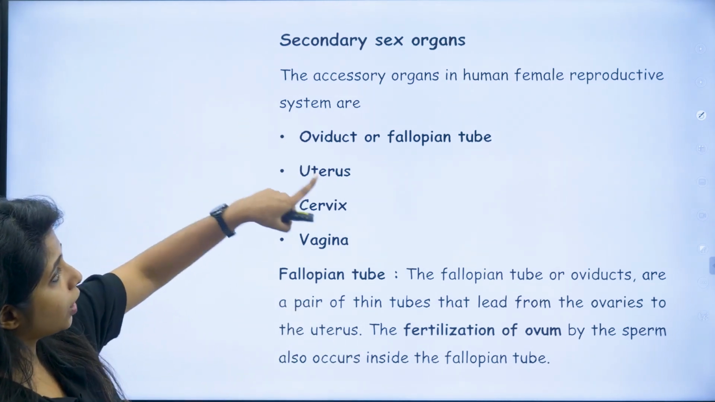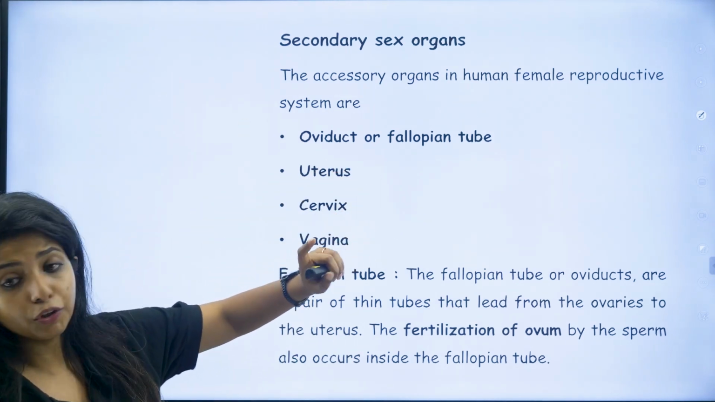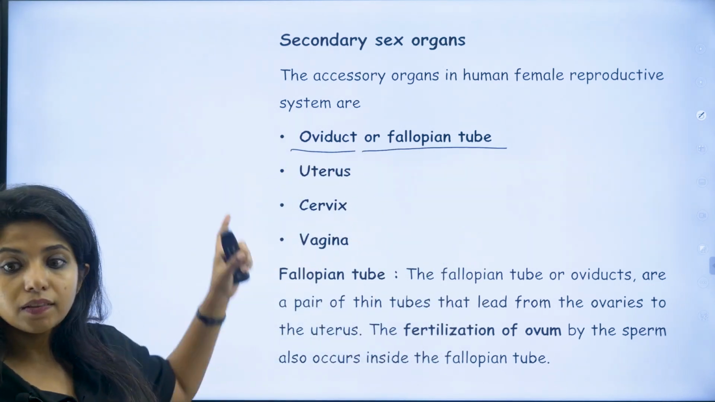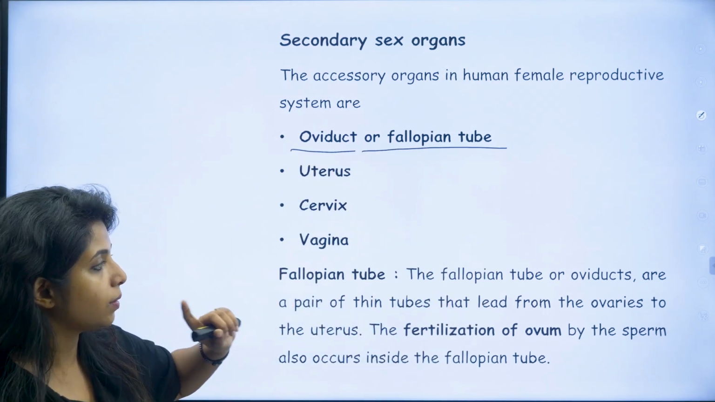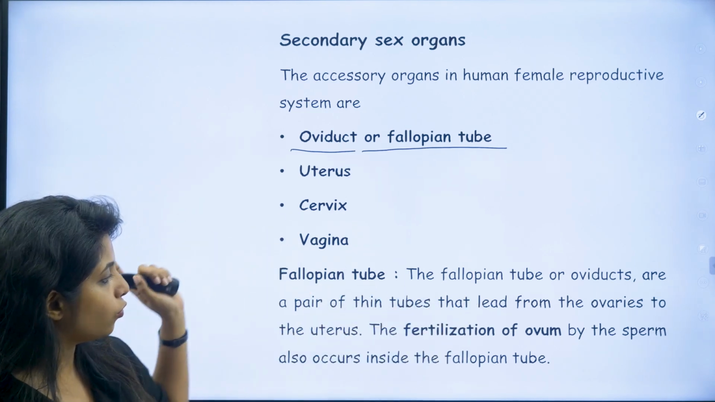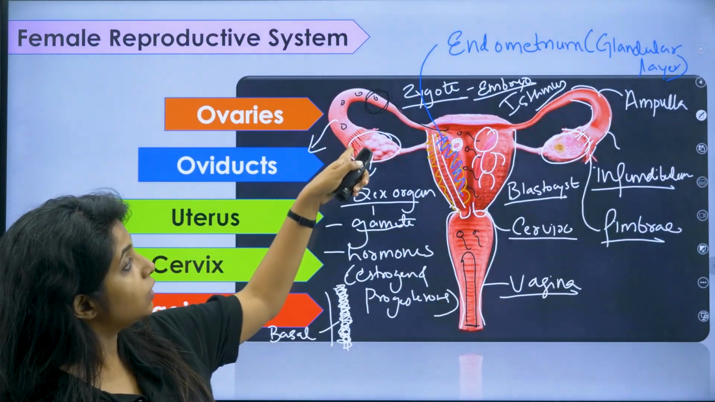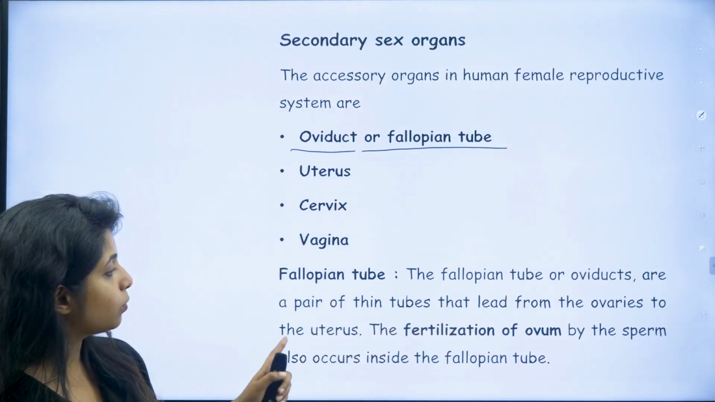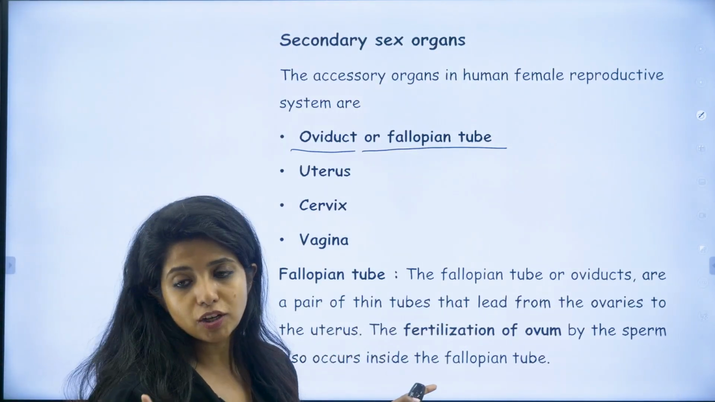Now going ahead, what are the things that we have? Oviduct, or fallopian tube. So oviduct is also known as the fallopian tube. Then there is uterus, there is cervix, and there is vagina. Fallopian tubes, or the oviducts, are a pair of thin tubes that lead from ovaries to the uterus. You saw it leads from ovary to the uterus. The fertilization of ovum by the sperm also occurs inside the fallopian tube, I just told you.